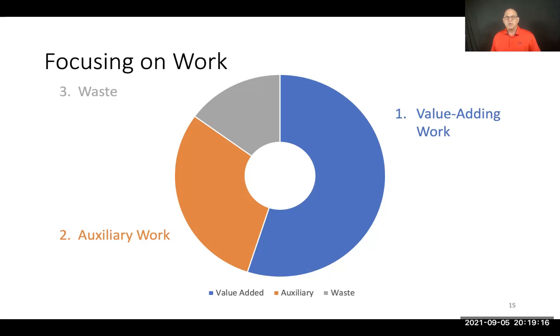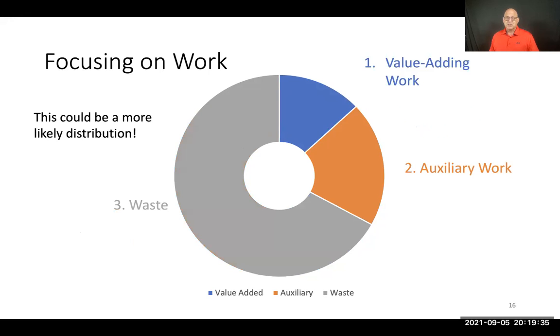Every work process has all three of these. And sometimes because we've been working in them for so long, it's really hard to tell which is which. So we'll spend a little time on that. But you see a pretty high percentage of value adding work, pretty high percentage of auxiliary work, and a pretty low percentage of waste. But I'm telling you, this could be a much more likely distribution of work. I've seen horrible percentages of waste in work processes. And when we get into value stream mapping, you'll see that when you start looking for it, it's just everywhere.